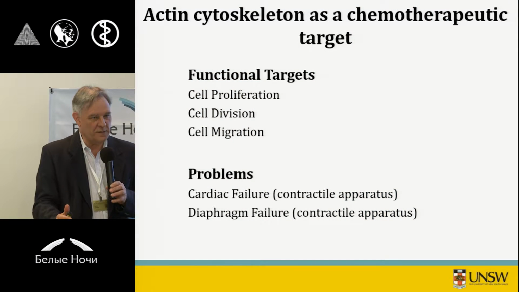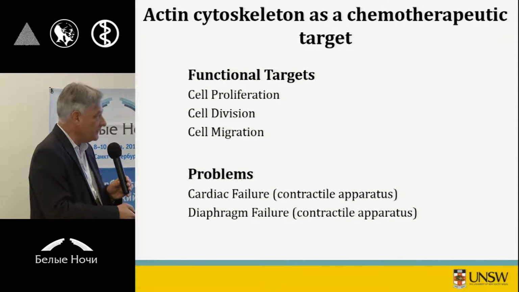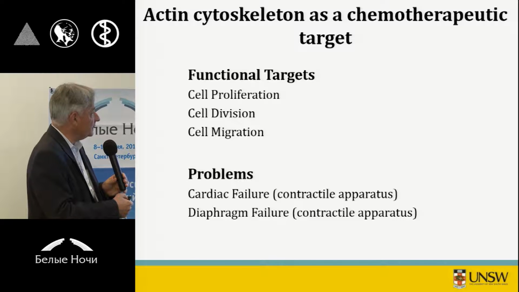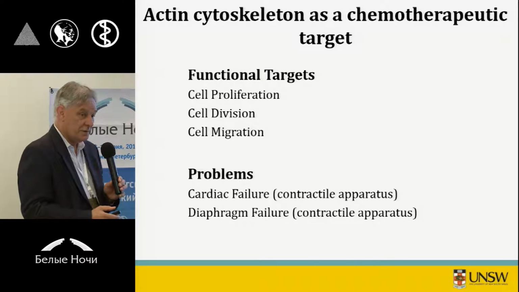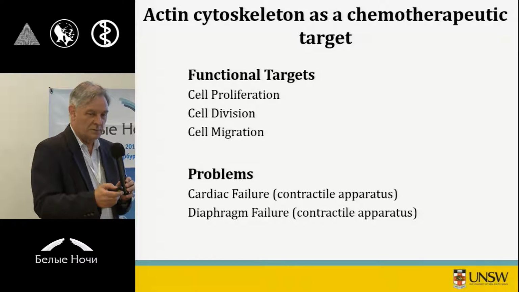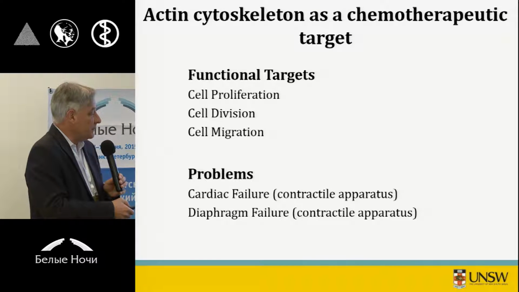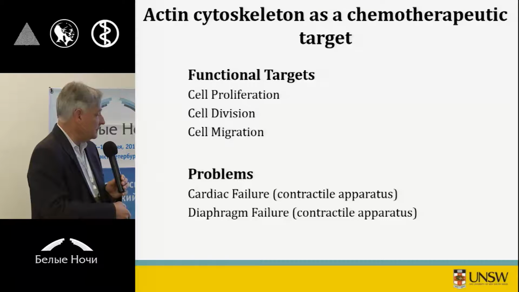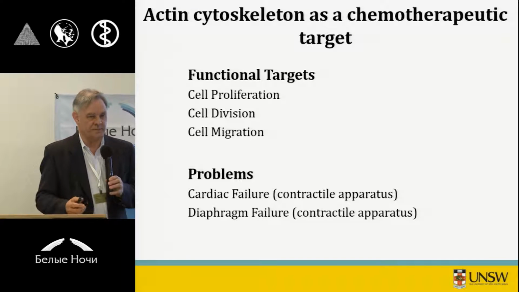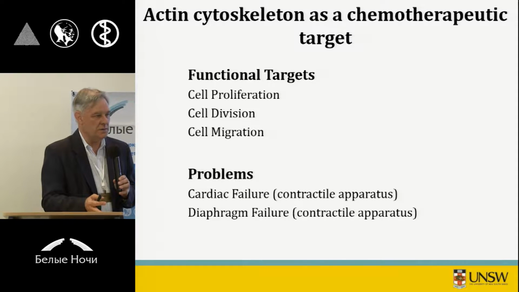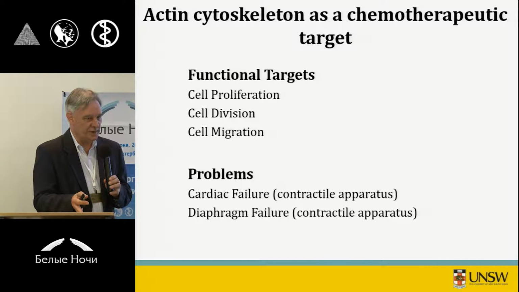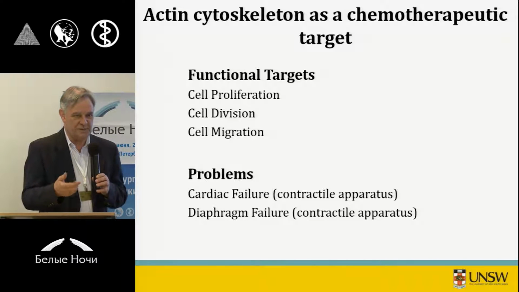For a long time, the actin cytoskeleton has been a very desirable target for chemotherapy. The reason is simply because the actin cytoskeleton is involved in cell proliferation, division, and migration. And as you all know, the problem is that if you incapacitate the actin cytoskeleton, the heart stops beating and the diaphragm stops beating. So the trick has been to find a way to target the actin cytoskeleton but not hit the heart or the diaphragm. And that's what I'm going to explain to you today.